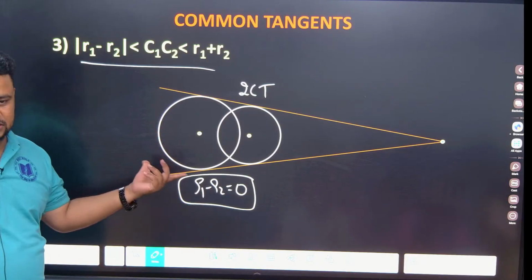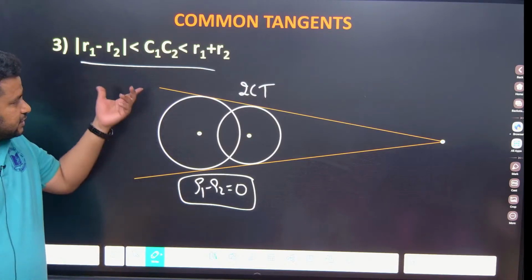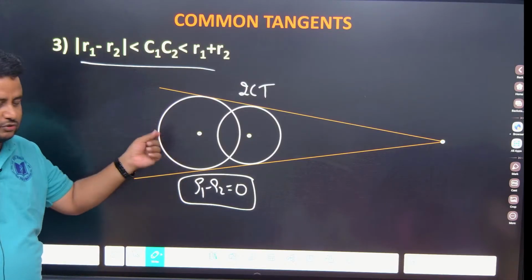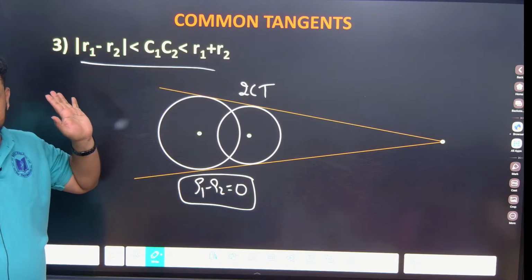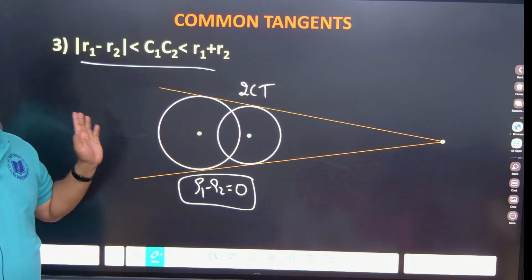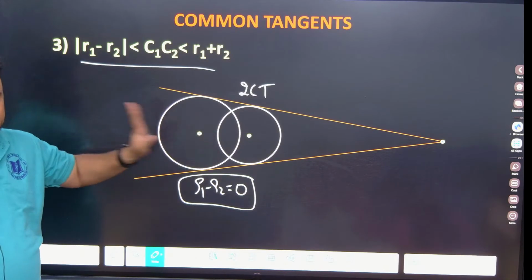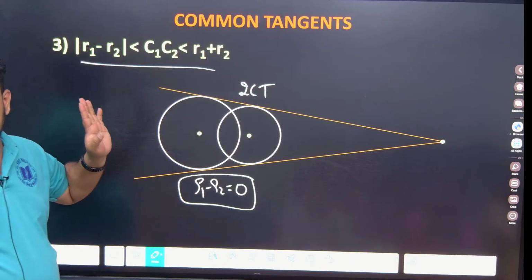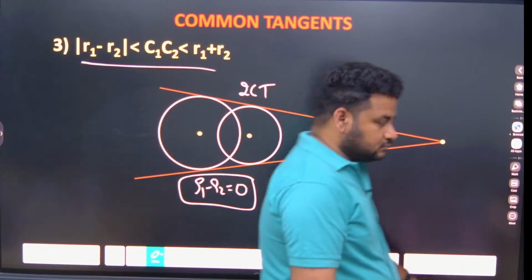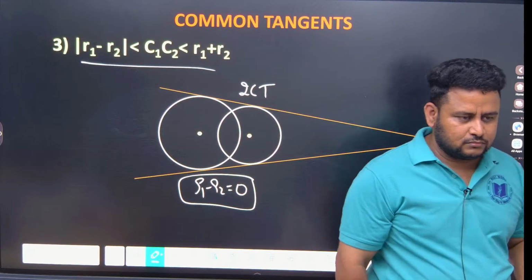Just make short notes like this, important. When they give this one condition, you should be able to know which circle configuration you will be getting. Then 50% of the question is done. If you can draw the figure by looking at this, 50% of the question is done. Okay. Next one.